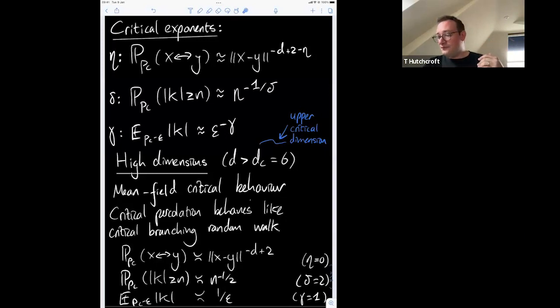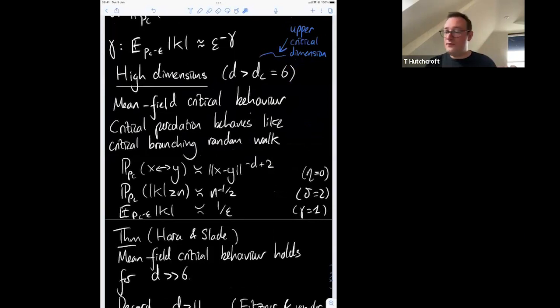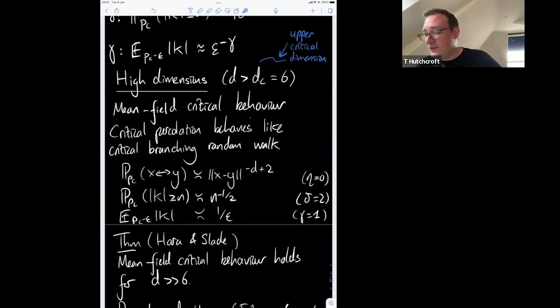And it turns out the easiest case to understand is the high dimensional case. Okay, so for percolation, high dimensions should mean that the dimension is strictly larger than 6, although current methods need it to be higher than that, but this strictly larger than 6 is where we expect all this high dimensional phenomena to hold out. So 6 is what's called the upper critical dimension for percolation.